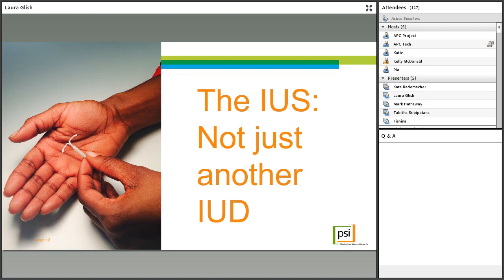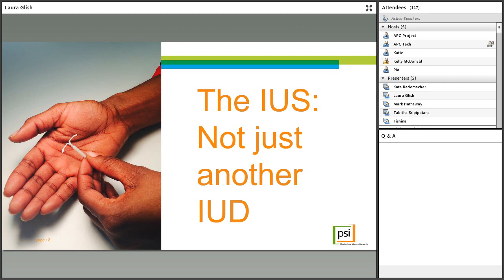And I will finish up with the IUS, not just another IUD. So as Kate so wonderfully described, the IUS has a lot of different attributes than the traditional copper T that most of us are used to. And now that we are introducing it into more countries, we don't want people to see this as just another type of the same old method.